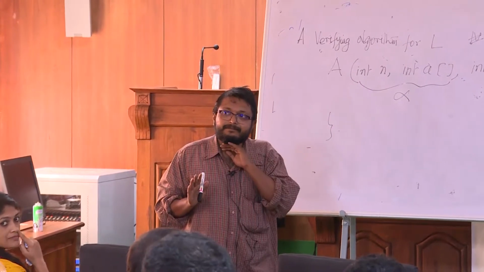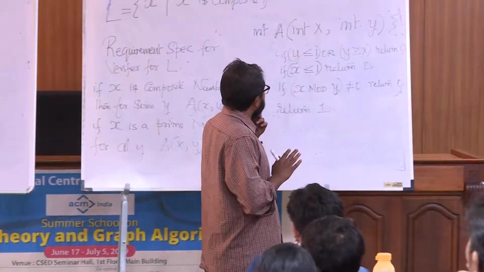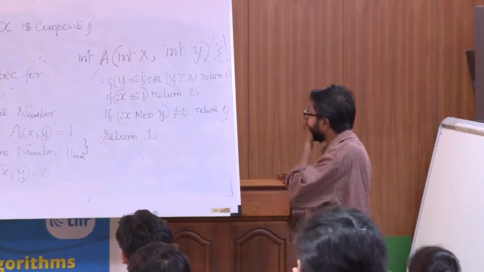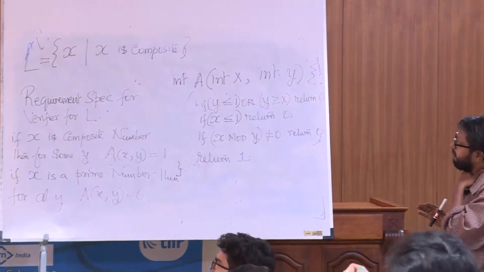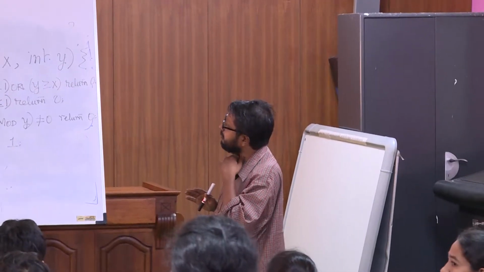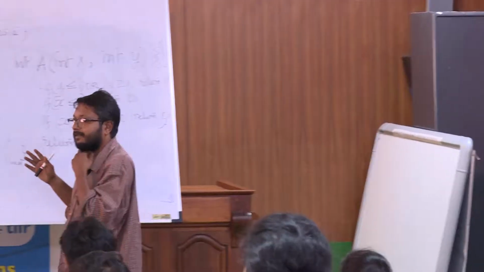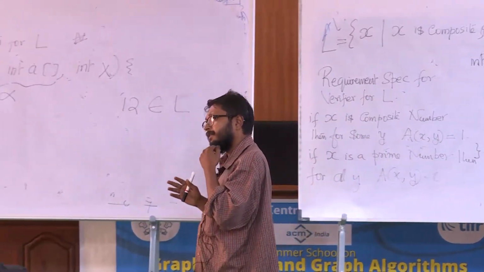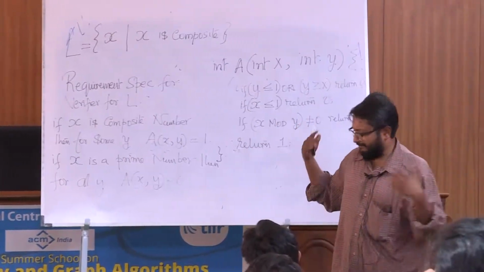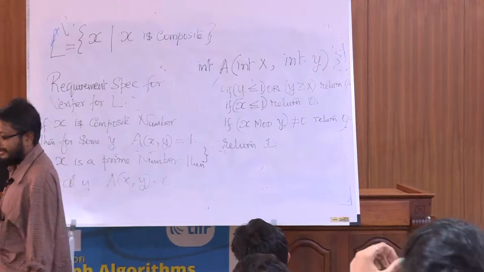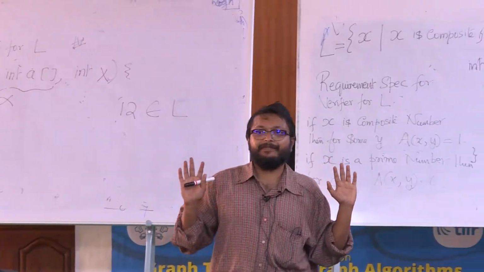Isn't the second line redundant in the algorithm? The second condition, if x is less than or equal to 1, is taken care of in the first line. Suppose x is equal to 1, then the first condition says if y is less than or equal to 1 or y is greater than x, return 0. So this check is not required. It is a redundant check. Now, does it meet the requirements of a verifier for the problem?